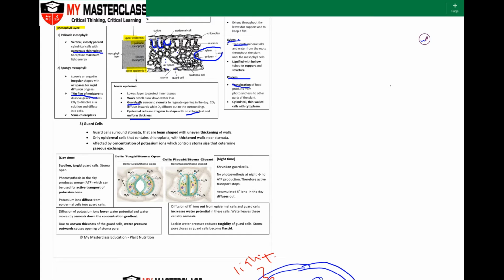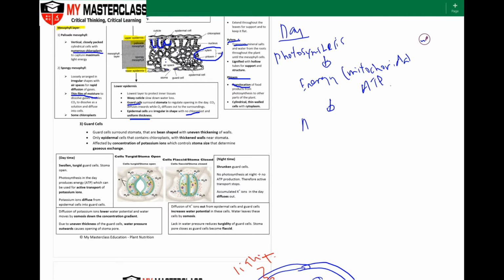Okay, so in the daytime, what happens is I have photosynthesis taking place, isn't it? Okay, so when photosynthesis takes place, this provides the plant with energy, right? Okay, so since the plant has energy, recall also the plant possesses the organelle mitochondria, which provides the energy in the currency of ATP.